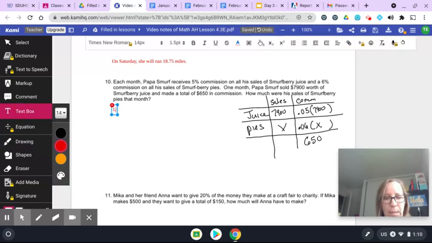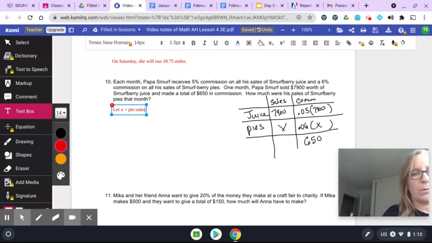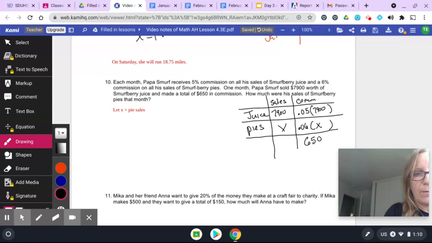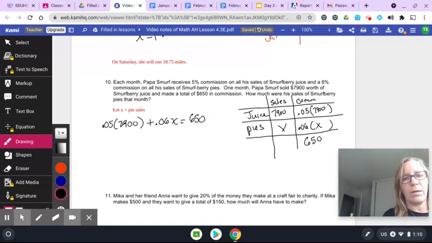So let X equal pie sales. And we know our equation, 5% of $7,900, that's from the juice, plus 6% of our pie sales, X, came out to $650. All right, so let's see what he got from his juice. He's selling off that juice at 5%.